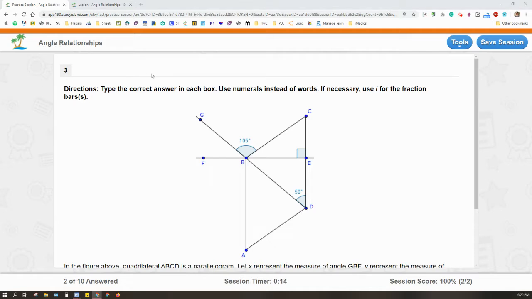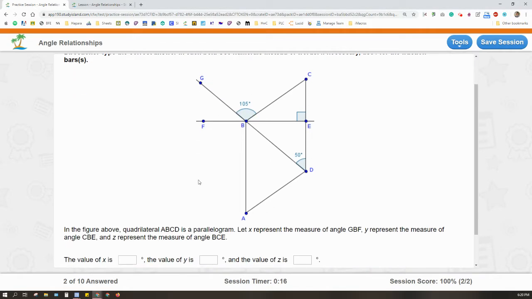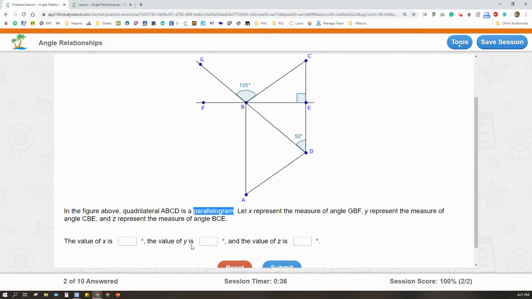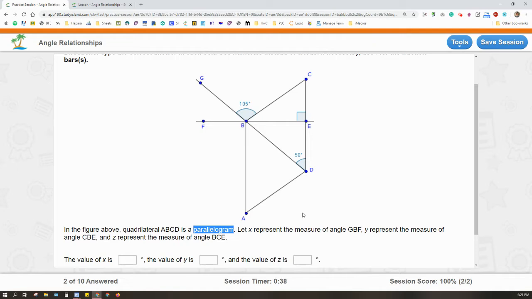Number 3, you've got a diagram here. Instructions: in the figure above, quadrilateral ABCD is a parallelogram. Let X represent the measure of angle GBF, Y represent the measure of angle CBE, and Z represent the measure of angle BCE. The value of X, the value of Y, the value of Z. We've got to solve for X, Y, and Z. So let's go back over this.